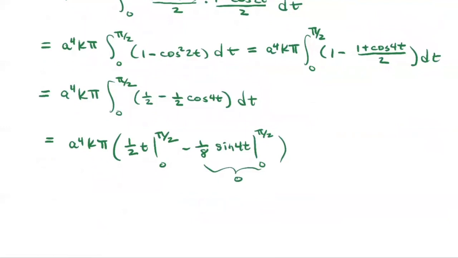Okay, so I think it's a pi over 4 in there. So it looks to me like we're getting an a to the 4th k. There's pi times another pi, so it looks like pi square over 4. Okay, there's your moment of inertia. Those have to come out positive.